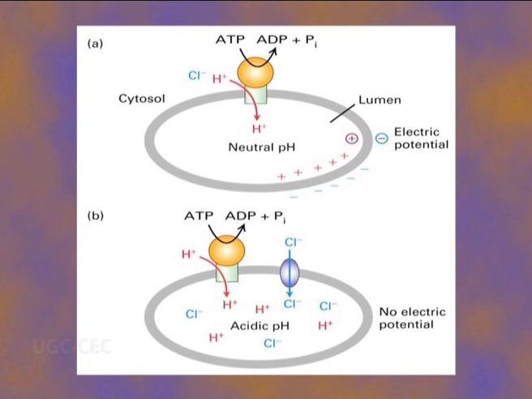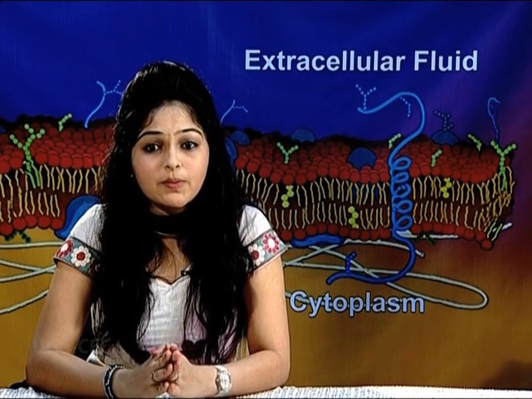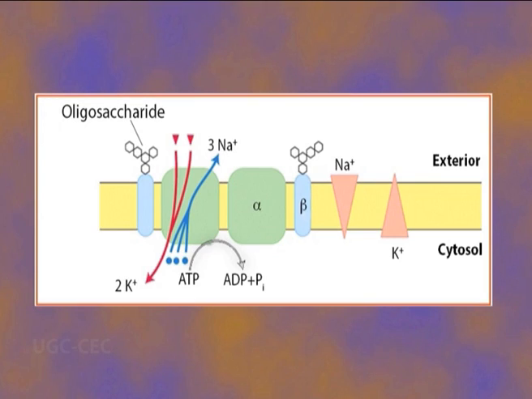Another example of primary active transport is the proton pump found in the stomach wall, which is responsible for secreting stomach acids. It uses the energy of ATP to export H+ against a pH gradient of about 1,000,000 to 1. But one of the most widespread and best studied examples is the sodium potassium pump.